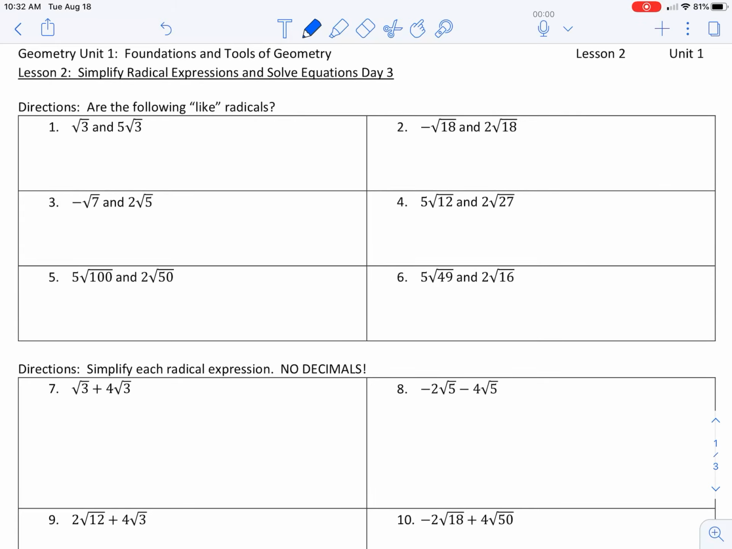So, if we look at number 1, anytime we're looking for like radicals, we're looking at what's underneath our radical sign. So in this case, they both have 3's. If you think about like terms, so if I had, let's just change these to x's instead. So if I had x and 5x, it's saying, okay, would those be like terms? And yes, they would. So these are also like radicals because they have the same number underneath the radical. So yes, these are like radicals.